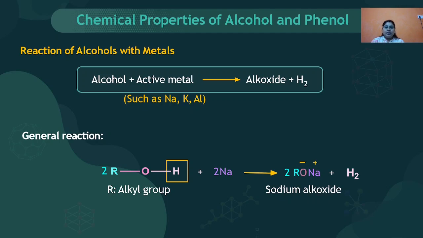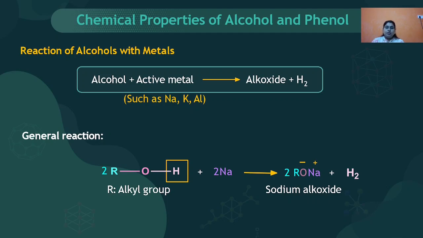Jumping into the topic, reaction of alcohols with metals. Alcohols are again one type of hydrocarbons, and when alcohols are treated with metals, they form alkoxide and hydrogen gas is liberated. When I say metals, elements can be classified into three types: metals, non-metals, and metalloids. Metals are one type of elements present in the periodic table, and there are different kinds of metals, which we can classify based on reactivity.